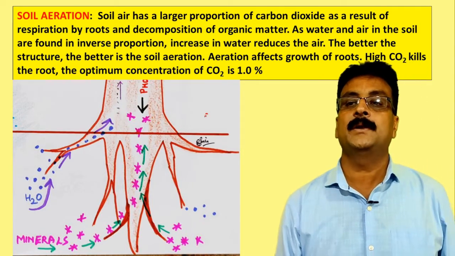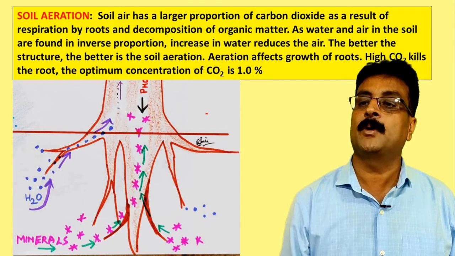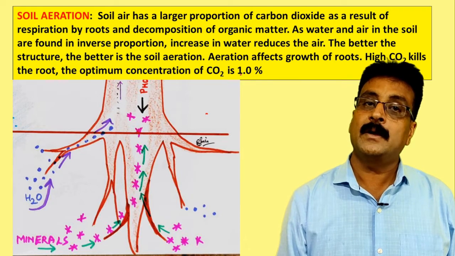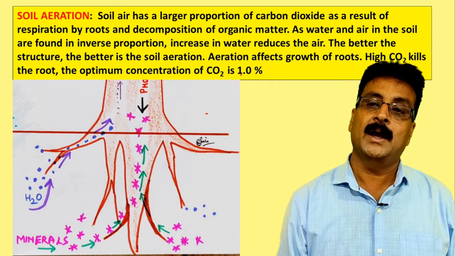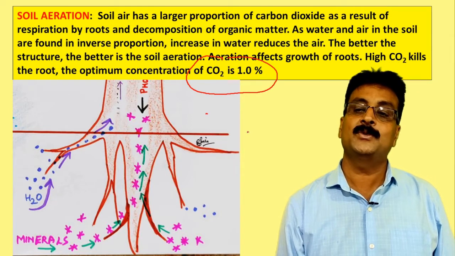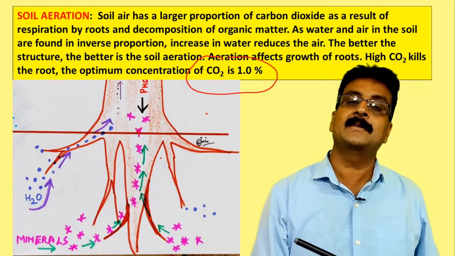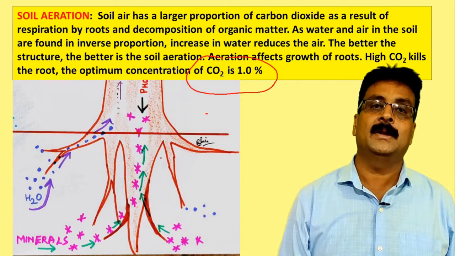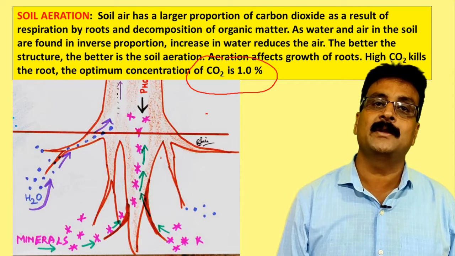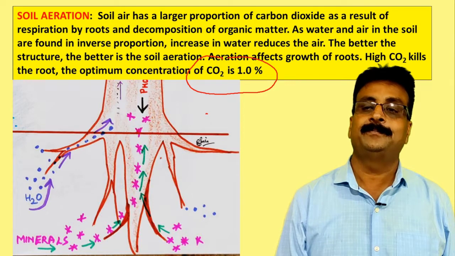And also soil aeration. Let's come to soil aeration. That is also important because aeration affects the root growth. Higher carbon dioxide kills the root, and the optimum is only 1%. So we should have proper aeration so that the carbon dioxide escapes from the soil. So that's why soil aeration is important. If you have poor soil aeration, we have poor growth of trees.